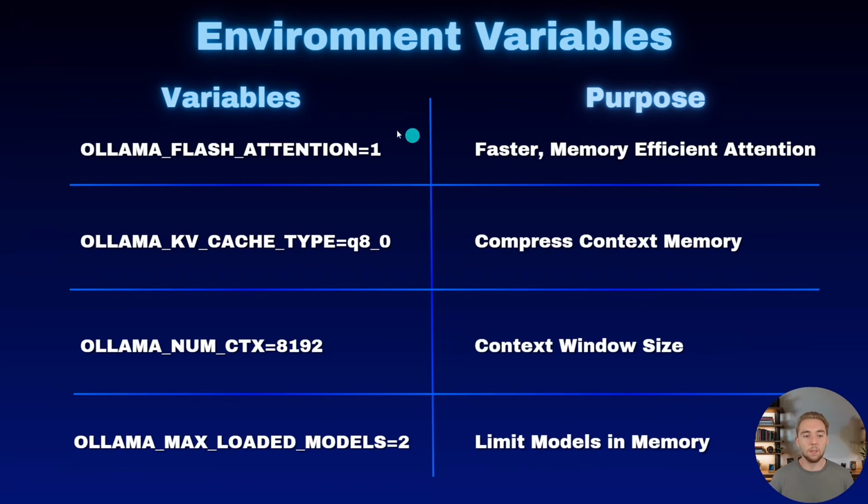So the first environment variable is flash attention. You want to set this to 1 or true. When you have this set to true, it's going to make the attention calculation a lot more efficient. It sounds fancy, but basically large language models, when they are generating a response, have to calculate which parts of your prompt to pay the most attention to. That's the calculation, and you can make it a lot more efficient without losing much performance at all by setting up flash attention, setting that to true.